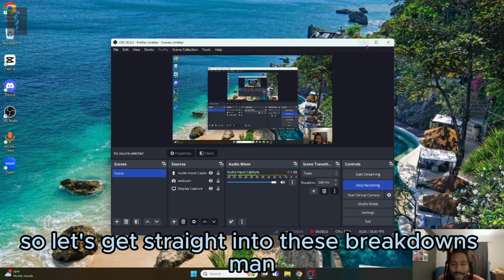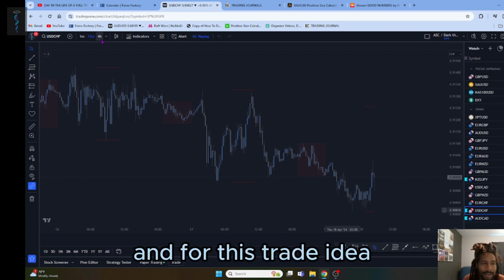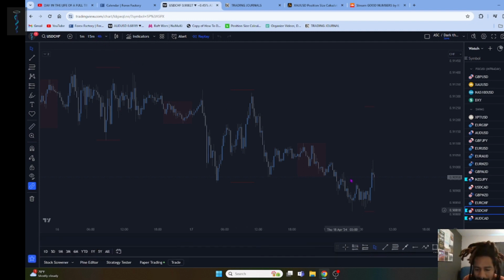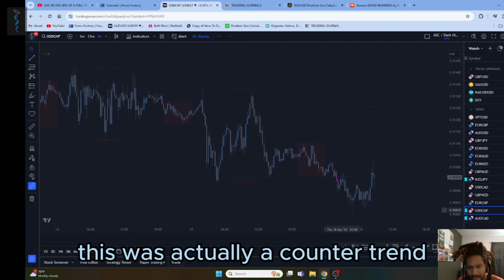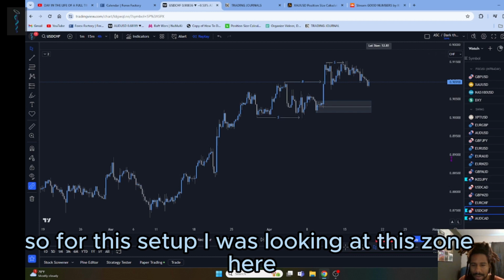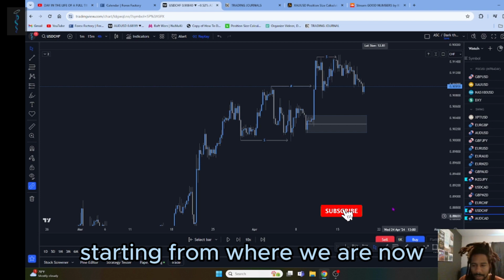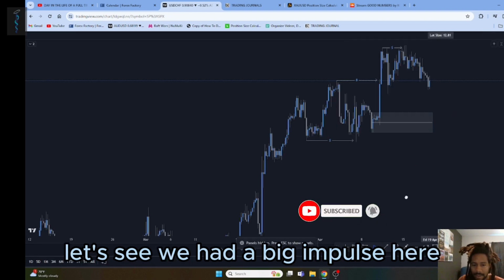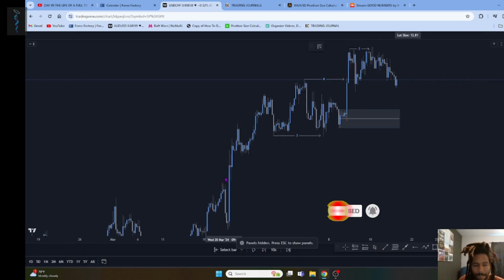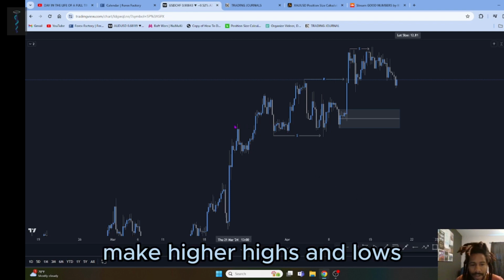All right, the first setup I got for you guys is USD CHF, and for this trade idea, this was actually a counter trend setup on the 4-hour time frame. So for this setup, I was looking at this zone here. Price was fairly bullish, starting from where we are now. We had a big impulse here. Boosh. Big impulse, and we continued to make higher highs and lows.